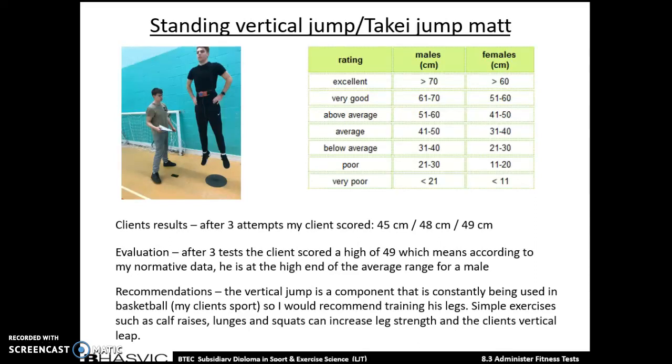And once again, I'll go into more detail in my recommendation, but my brief recommendation is for the vertical jump. The vertical jump is a component that is constantly being used in basketball, so I would recommend training his legs. Simple exercises such as calf raises, lunges and squats can increase leg strength and the client's vertical leap, but this is not so important because he showed a good vertical jump, and he was average.